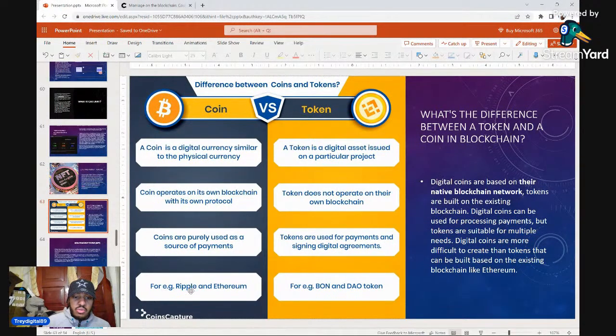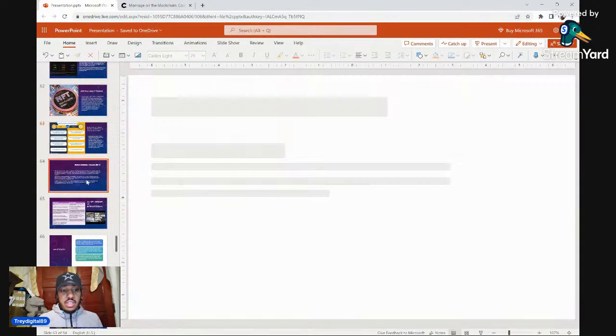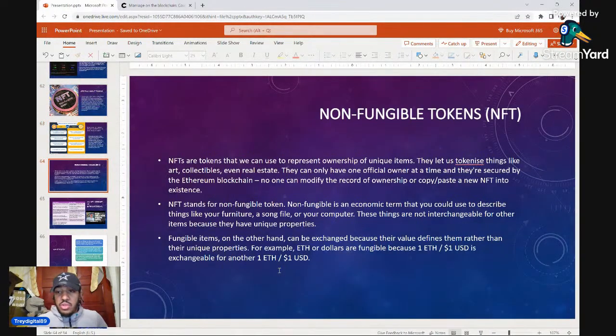It says coins: Ripple, Ethereum, the Ether. Those are considered coins, cryptocurrencies. And then the tokens, you've got DAO, bond, and NFTs. Those are tokens, so don't get them mixed up with cryptocurrency. With tokens, you can create a coin as well, but you still have to go through the Ethereum network, because it's not on its own blockchain like a coin is. A coin is on its own blockchain. So just remember that.